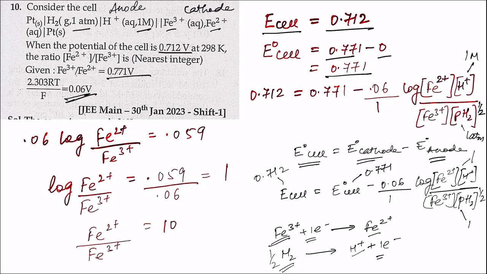Putting the values and rearranging, 0.06 log concentration of Fe2 plus divided by concentration of Fe3 plus is equal to 0.771 minus 0.712, which is equal to 0.059. So log of concentration of Fe2 plus by Fe3 plus is equal to 0.059 by 0.06, which is equal to 1. So antilog of 1 is 10. So concentration of Fe2 plus by Fe3 plus is 10. So answer is 10.